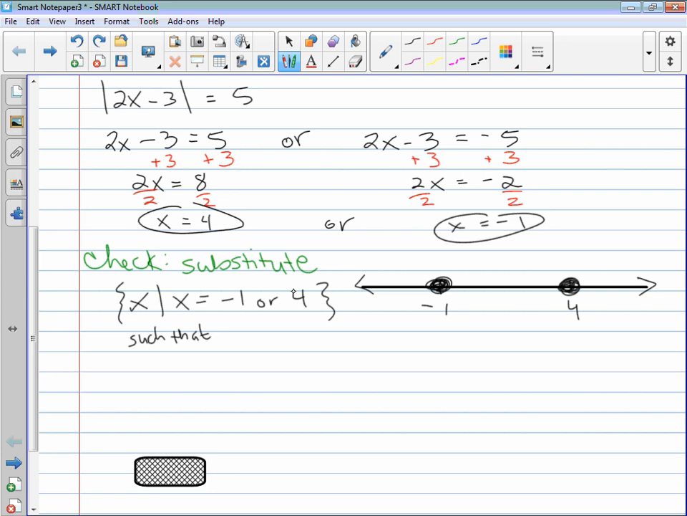You're going to see that a lot in pre-calculus and calculus when you get there. So it's nothing to freak out about. You just got to know what it means. X such that x equals -1 or 4. That's set notation. So get used to that, because you're going to be seeing a little bit more of that as we go forward. All right?